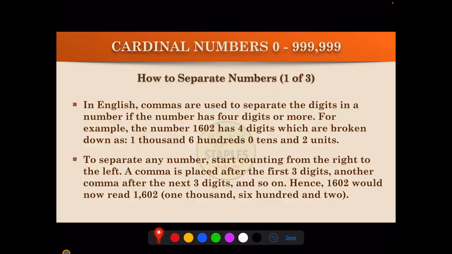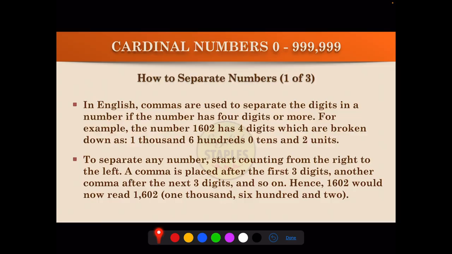In English, commas are used to separate the digits in a number if the number has 4 digits or more. For example, the number 1602 has 4 digits, which are broken down as 1000, 600s, 0 tens, and 2 units.